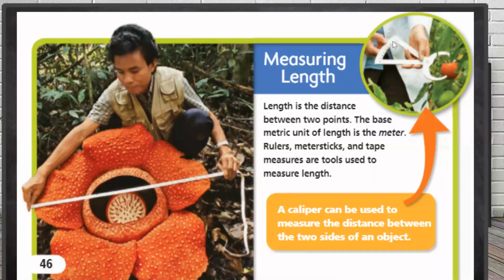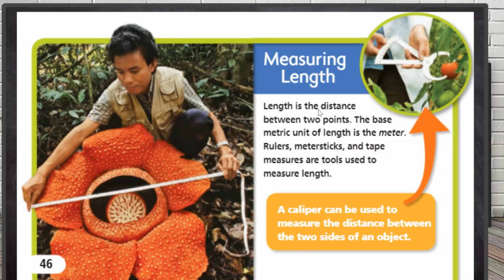So can anyone tell me what this caliper measures? Anything round, fruit? Okay, thank you, Tala. Let's see, who else? Jenna? Yes, it measures the length. The length, excellent. Or the distance, let's say.